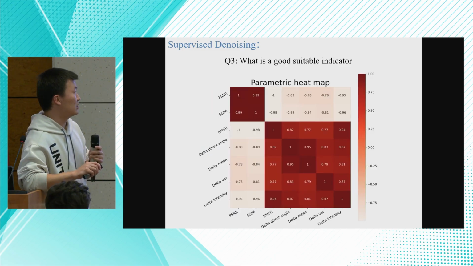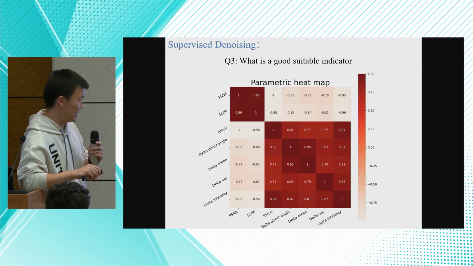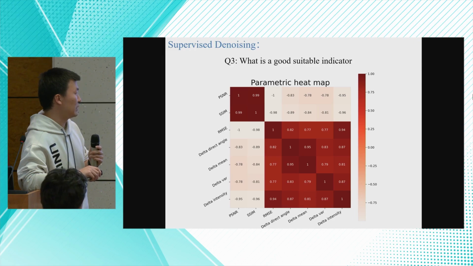Here is a heat map of the relationships between PSNR, SSIM, and RMSE. They have high correlations, but for our data, there are still some relationships, but they are not very high. So our physical information is very special.